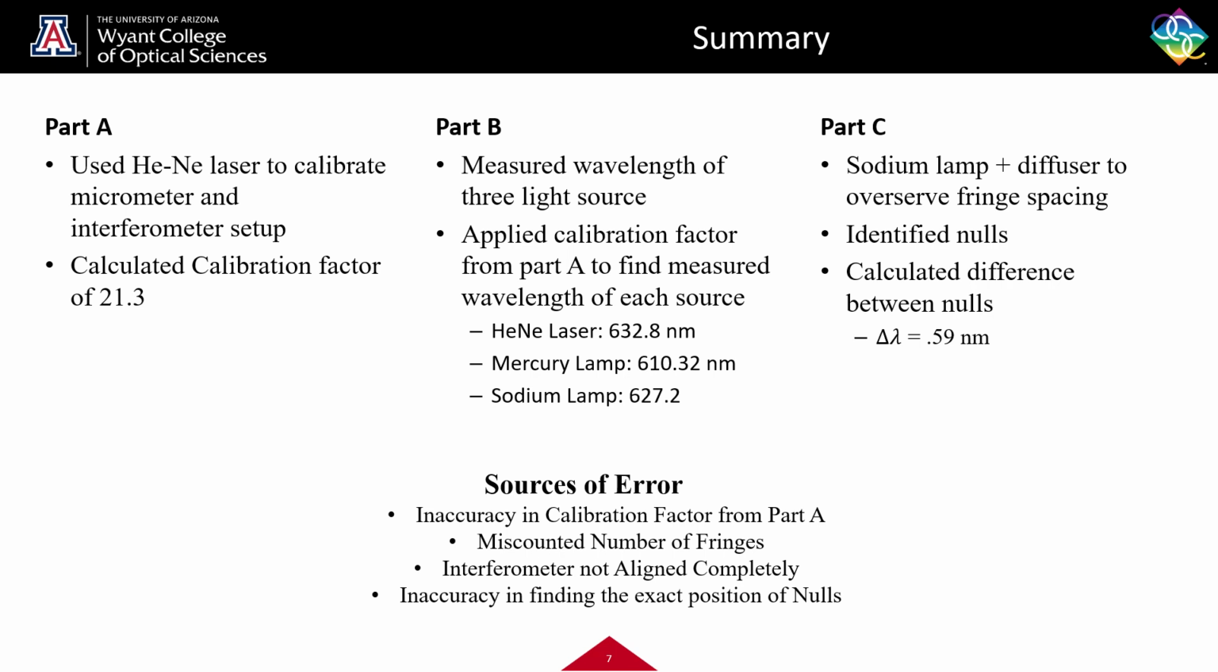In summary, in part A, we used a laser to measure the calibration factor of our micrometer to be 21.3. Using that calibration factor in part B, we measured the wavelength of all three sources, and then in part C, we measured the sodium doublet separation by identifying nulls. Possible sources of error include inaccuracy in the calibration factor from part A, miscounting the number of fringes, our interferometer not being aligned, or inaccuracies in finding the exact position of nulls in part C.